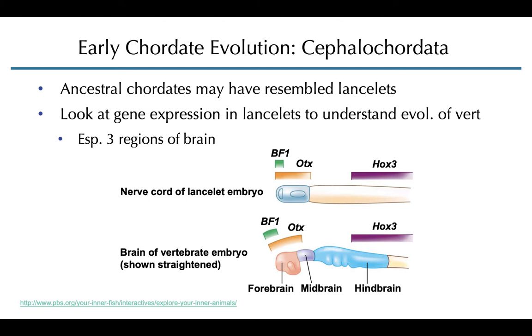And so things like that allow us to say, well, why does the pattern here not result in a brain? How did the changes happen that did result in a brain? That kind of thing. So let's look at a little clip from Your Inner Fish. It's a PBS documentary series. And you can see what we're talking about here in the context of a real live lancelet. They call it amphioxus, but that's the cephalochordate lancelet.